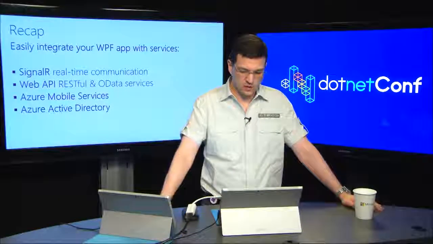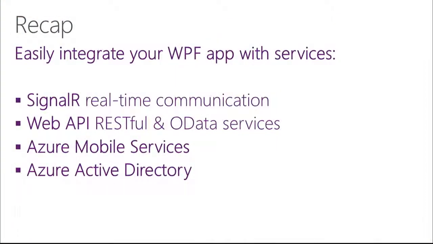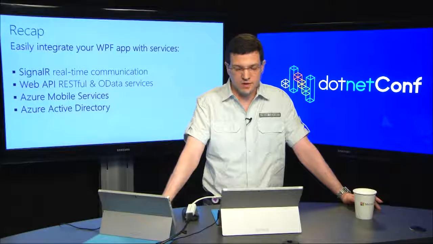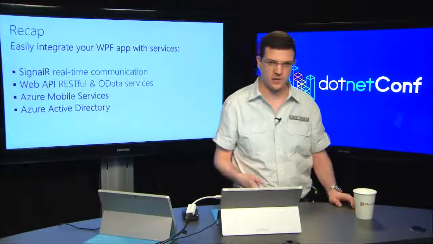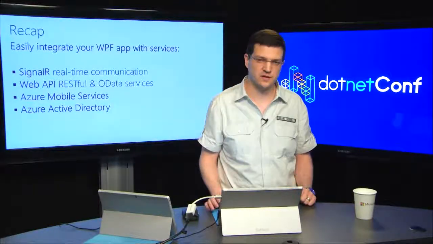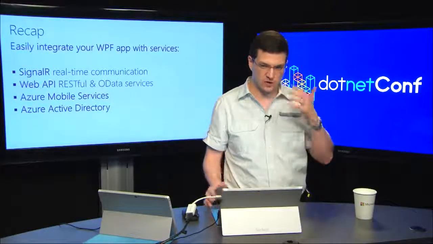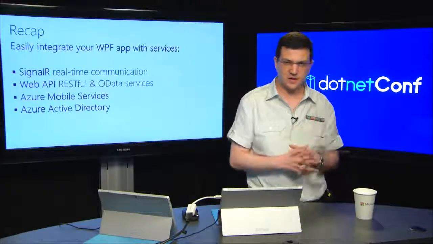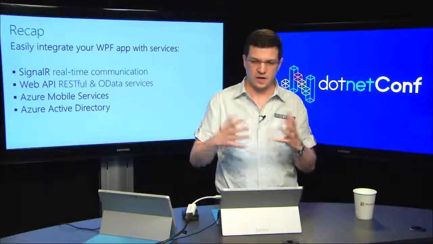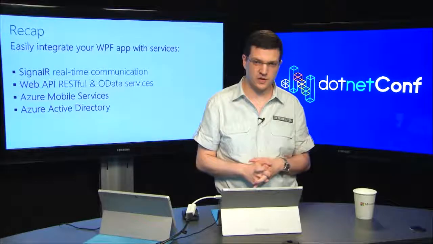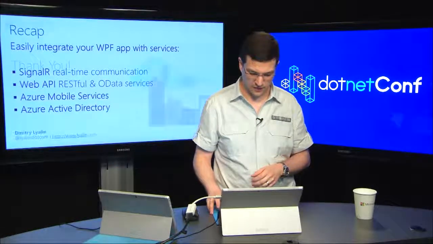All right, so we took a look at how to easily integrate with services. We took a look at these two examples, SignalR and Web API, and we talked about mobile services and Azure Active Directory. There's a ton of other examples that work great with all data endpoints. Anything you can think of nowadays, you can connect your WPF app. Your WPF apps are not living in isolation. They're able to talk to the world of services, so certainly investigate everything that's out there.